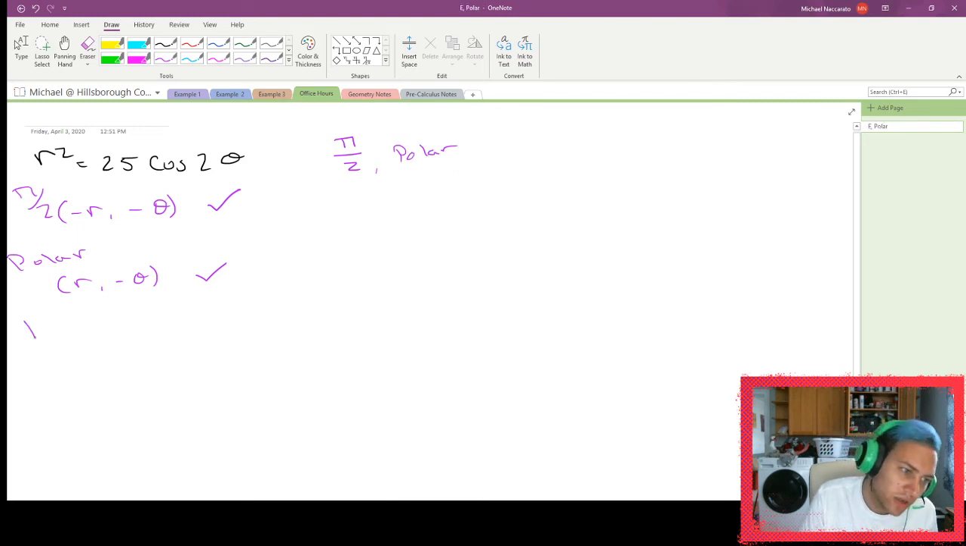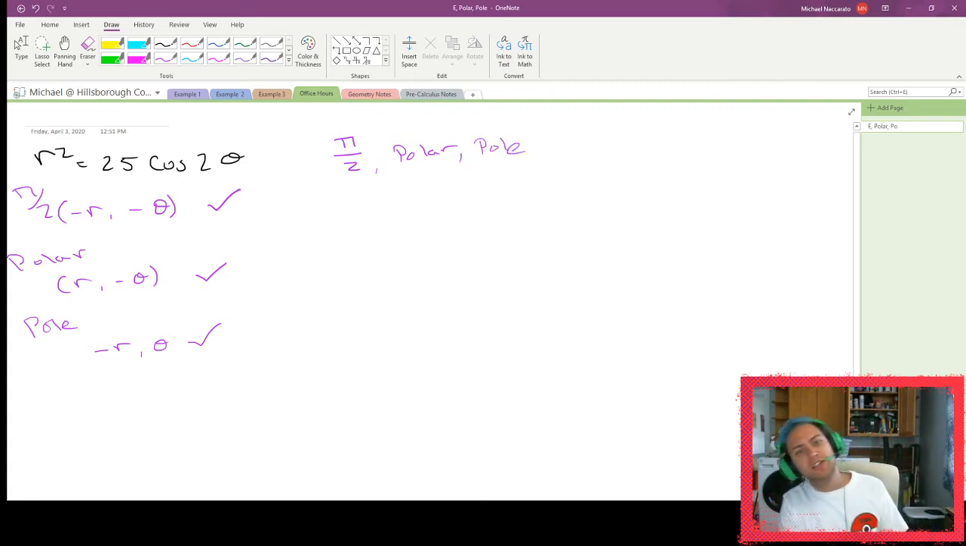So we also want to check one last thing then. Does it have symmetry with respect to the pole? In this one, we're going to replace r with negative r and keep theta. Well, if you plug in negative r, you're going to get r squared again, and then theta doesn't matter. So it also has symmetry with respect to the pole. It's going to do all those things. So we've got to make sure we keep track of that when we get down to solving it.